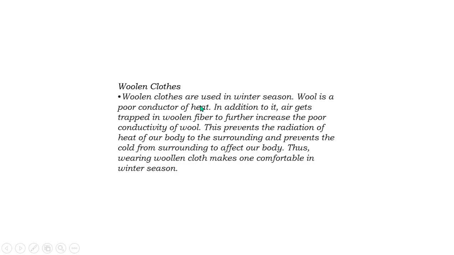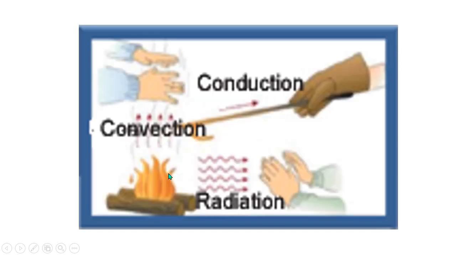Why do we wear woolen clothes? We use these clothes in winter season. Wool is a poor conductor of heat. In addition to it, air gets trapped in the woolen fiber to further increase the poor conductivity of wool. This prevents the radiation of the heat of our body to the surroundings and prevents the cold from the surroundings from affecting our body. Thus, wearing woolen clothes makes one comfortable in winter season.